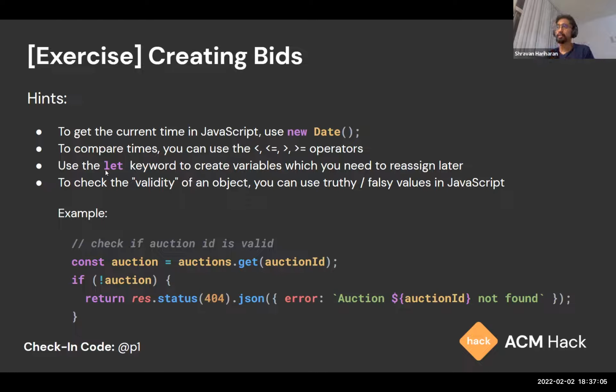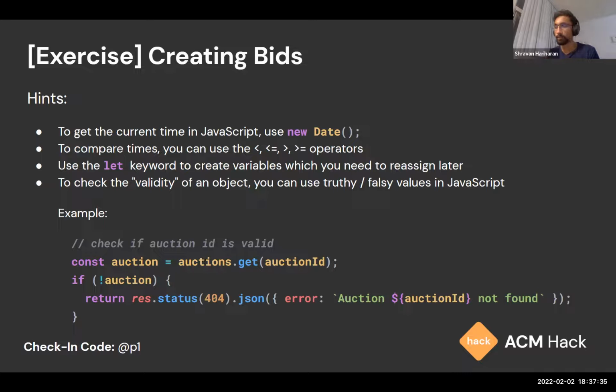If you see, we've been using const a lot. If you need to reassign variables, you can use let, right? Because with const, you can't reassign auction. You can't say const auction equals this and then auction equals something else. That'll throw an error, so you can use let instead of const. And then lastly, to check the validity of an object, say, does an auction exist? You can use true false values. Here's an example.